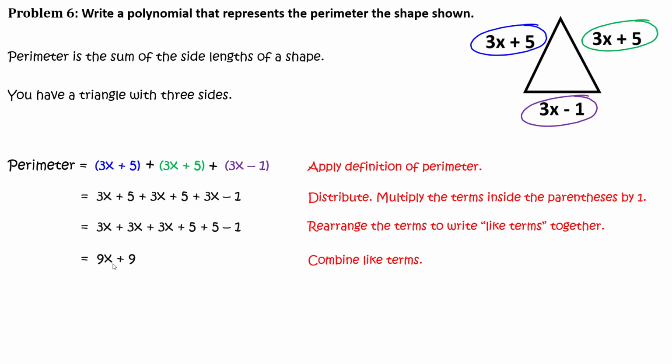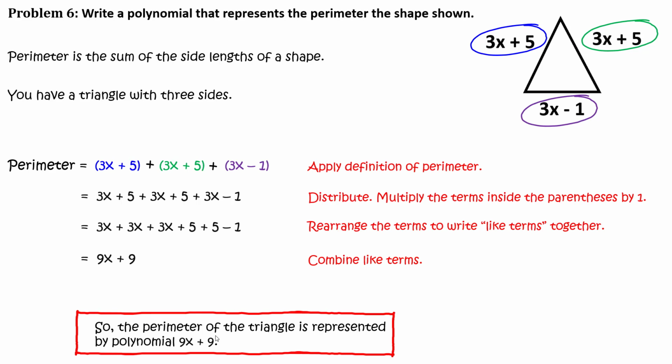3x plus 3x plus 3x is 9x. It's not 9x to the third, okay? You're not multiplying the terms, you're adding them. 3 of something plus 3 of something is 6 of that same thing. The thing that you're adding doesn't change. And then 5 plus 5 is 10, minus 1 is 9. So the perimeter of this shape can be represented by a polynomial 9x plus 9. So I'm going to write that the perimeter of the triangle is represented by polynomial 9x plus 9, which is a linear binomial. Linear because the power is 1, binomial because there's 2 terms.